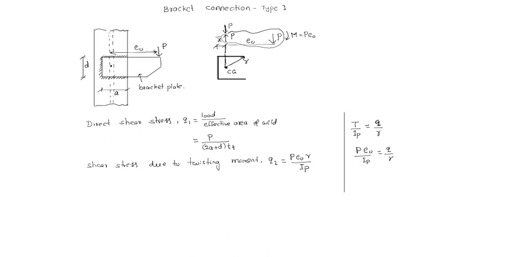Now the resultant shear stress Q, or resultant QR, equals root of Q1 square plus Q2 square plus 2 Q1 Q2 cos theta, where theta is here. This is radius R, and this angle is theta here.